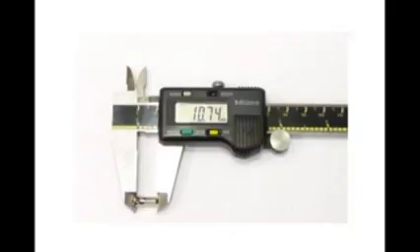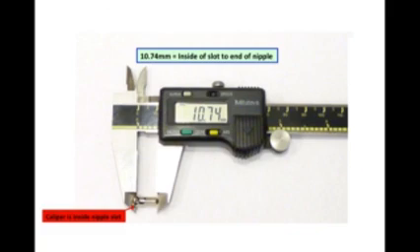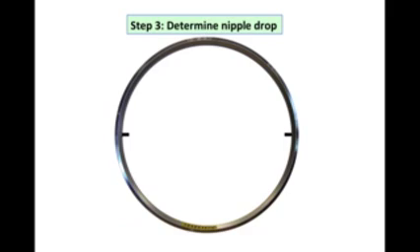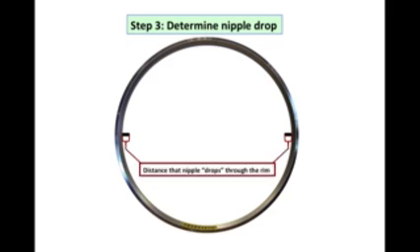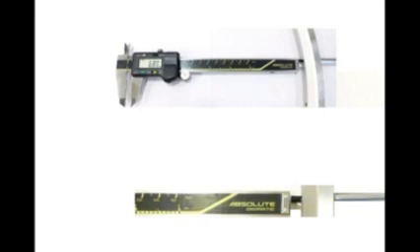Here I'm measuring a nipple length. It's important to note that the caliper is inside the nipple slot. So I'm measuring a distance of 10.74 millimeters, which is the inside of the slot to the end of the nipple. Step 3 in determining ERD is to determine what's called the nipple drop. That's that distance there, which is the distance that the nipple drops or sticks through the rim. Here I can use the depth gauge of my caliper to read the nipple drop, which in this case is 6.8 millimeters.